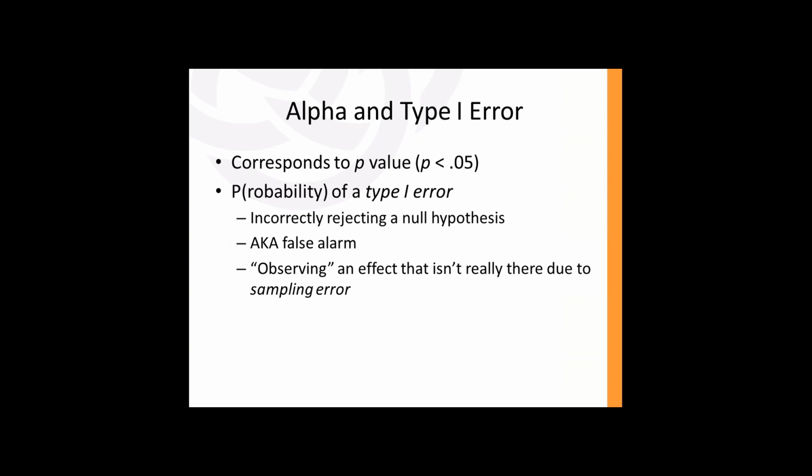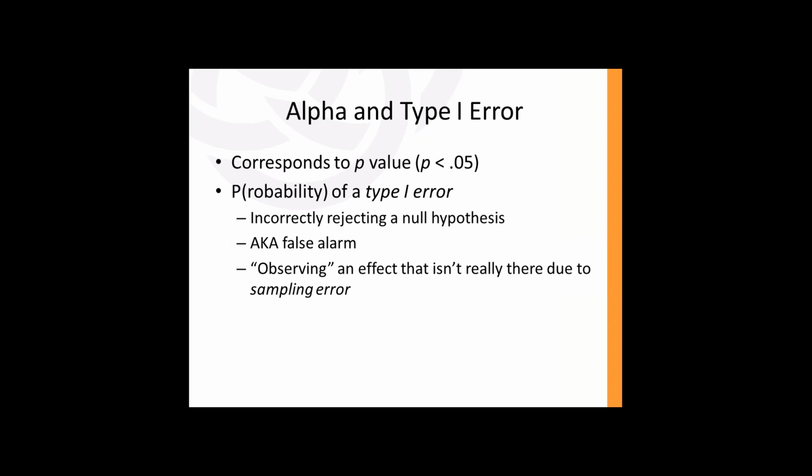So what is the p-value? Well, it is the probability of a type 1 error. And a type 1 error is where you incorrectly reject a null hypothesis. A simpler way to look at this is to call it a false alarm. What is your false alarm rate? Meaning, if you obtain a p-value of less than 0.05, what you're saying is that the probability of it being a false alarm is less than 5%. So that's what you want to be the case.